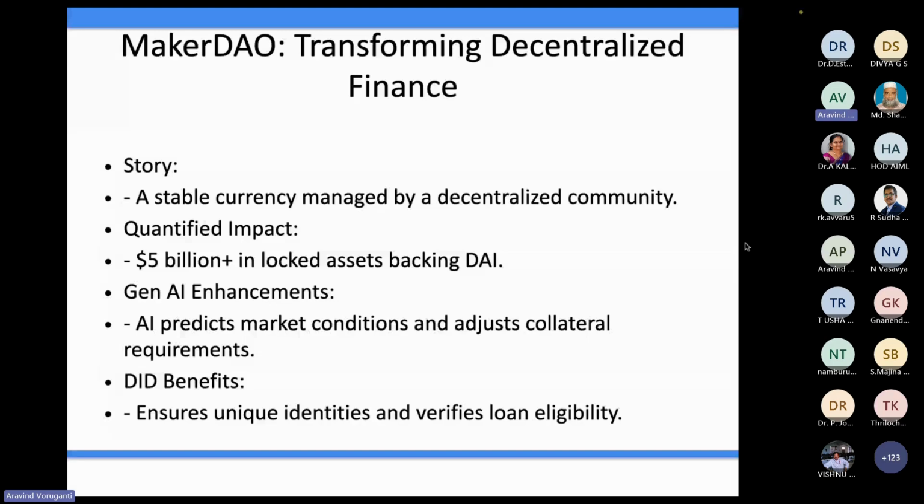I request Shakil to mute yourself. Okay. So what MakerDAO demonstrates is that financial systems can thrive without central authorities, provided you have a transparent community-driven governance.